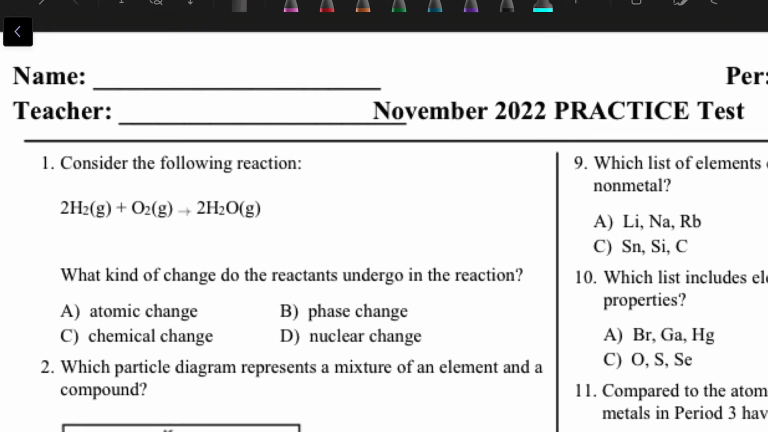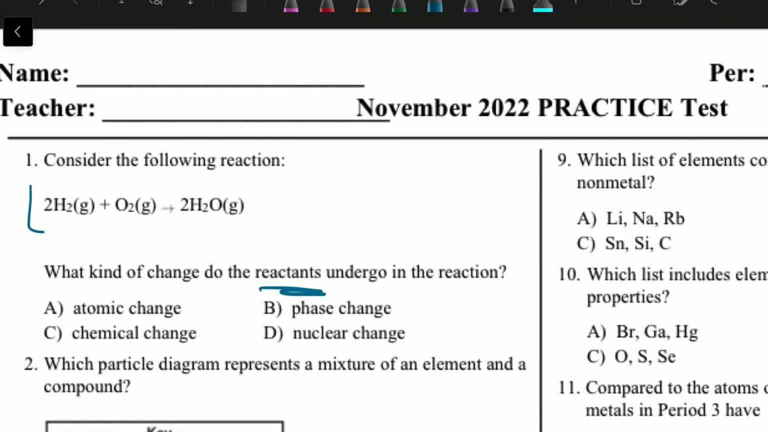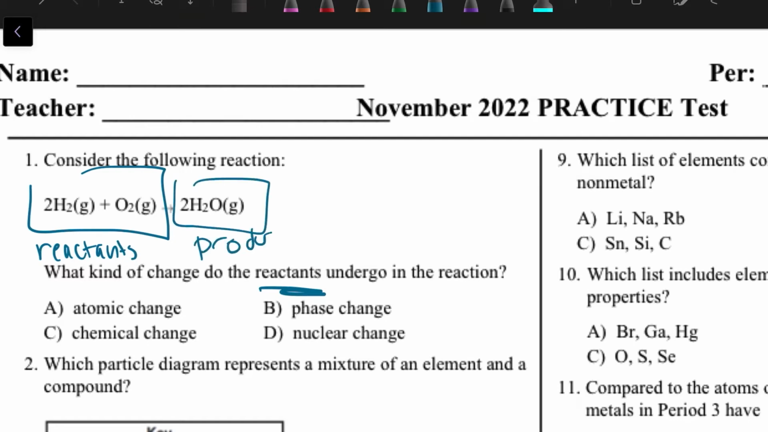Question number 1 says consider the following reaction. You have 2H2 gas plus O2 gas gives you 2H2O gas. What kind of change do the reactants undergo? Again, reactants are the stuff before the arrow, and the things after the arrow, what is being produced, are called your products. At this point, we haven't talked about nuclear change or atomic change, so don't pick something that you haven't talked about yet. Then we have phase change and chemical change.